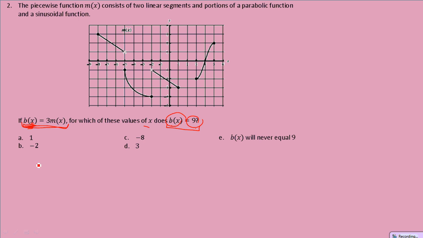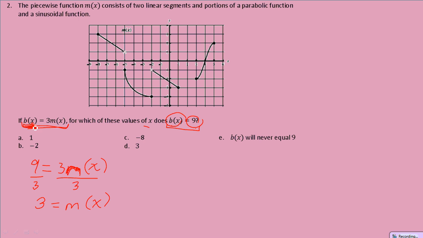So I'm going to do that. We would have the 9 equals 3 times m of x. This is really hard to write with, guys. That's an m. So if I divide both sides by 3, you see that I can get m of x by itself. So 3 equals m of x.